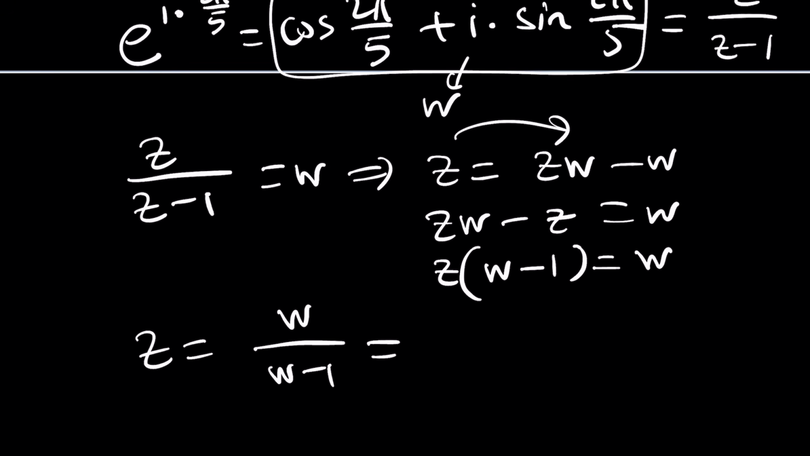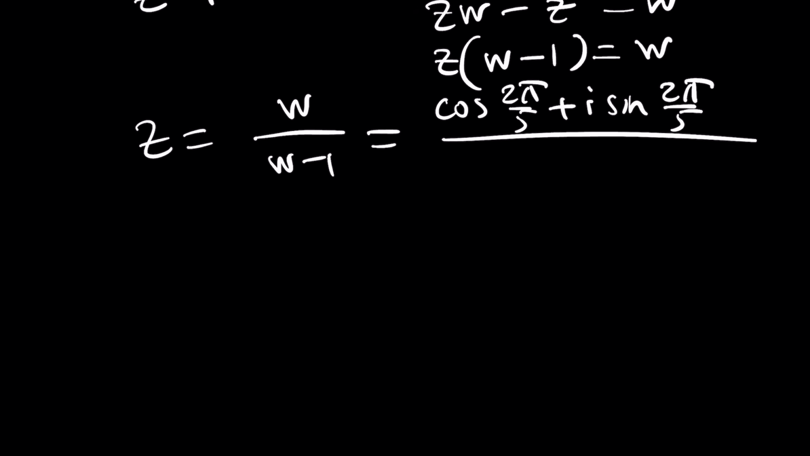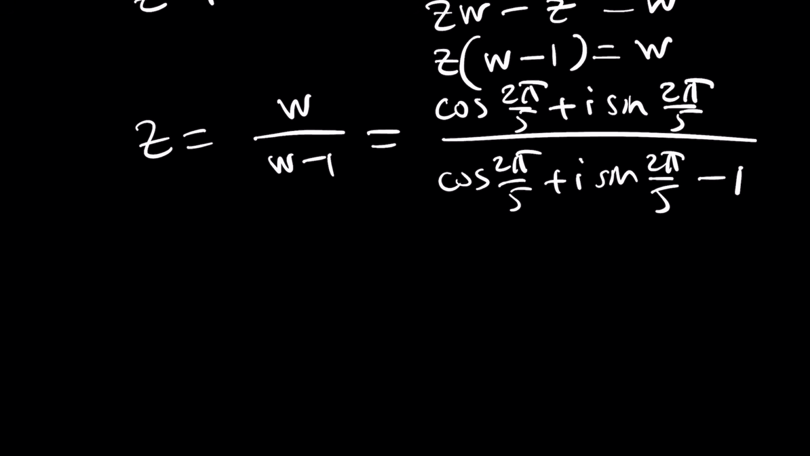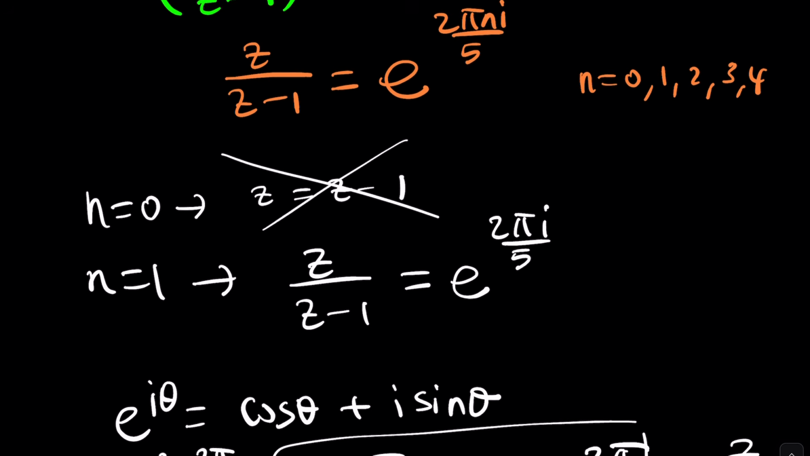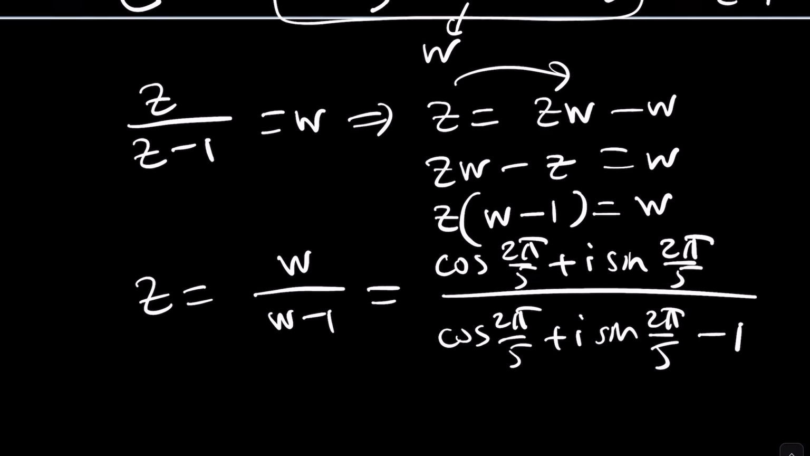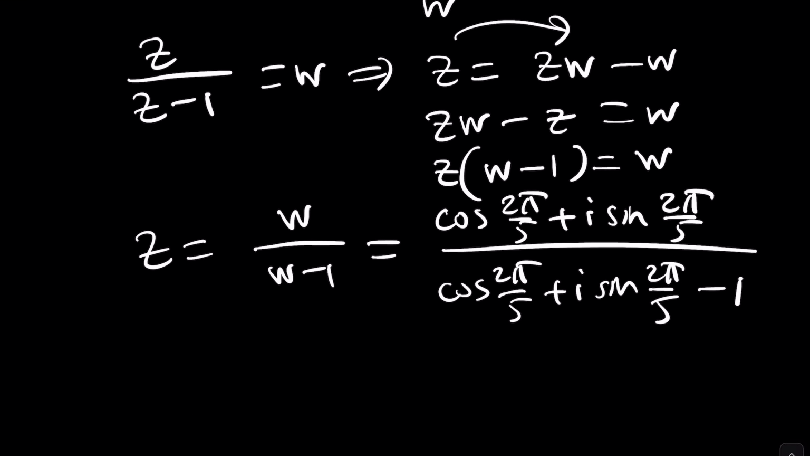But what is w? This one, cosine 2 pi over 5 plus i sine 2 pi over 5. And don't worry, I'm going to show you the values. Divided by cosine 2 pi over 5 plus i sine 2 pi over 5 minus 1. And guess what? This is only one of the solutions which we found by replacing n with 1, but then you can do the 2, 3, 4. They're all going to give you something similar. Let's now go ahead and take a look at what the actual values or solutions to this equation look like.